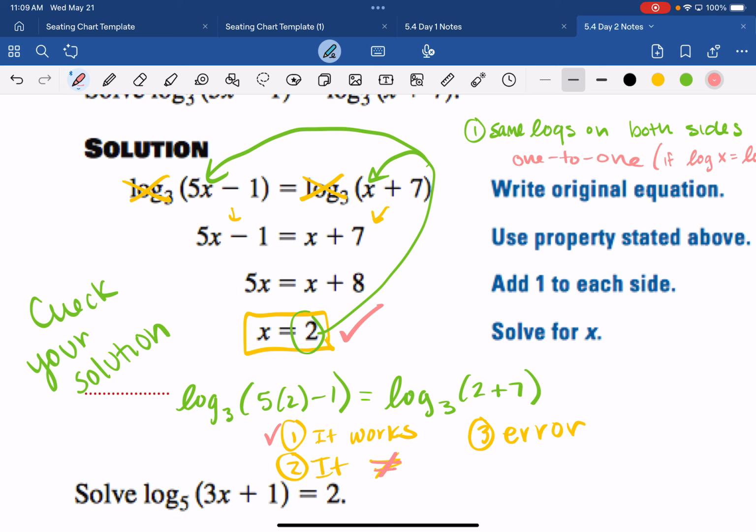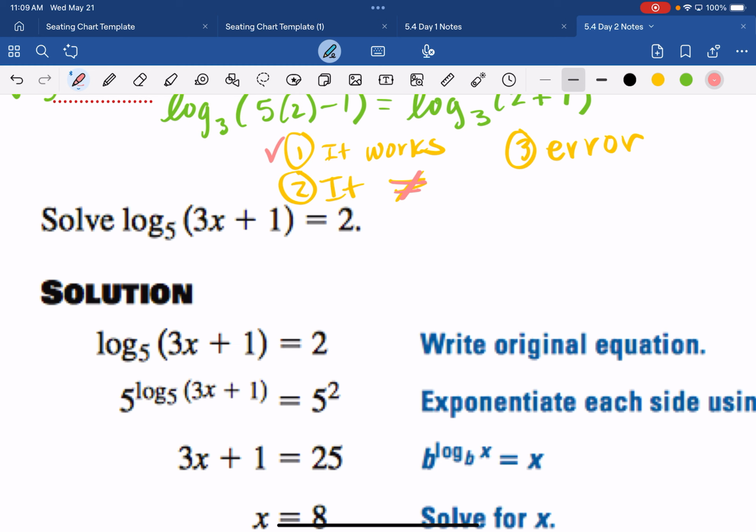All right, so that was scenario 1. We have the same logs on both sides. Let's look at number 2 here. In this problem, I give you a log to start with, but it's only on one side. So this is scenario 2, a log on one side. In other words, I can't just cross things off right now. I don't have the same log on different sides.